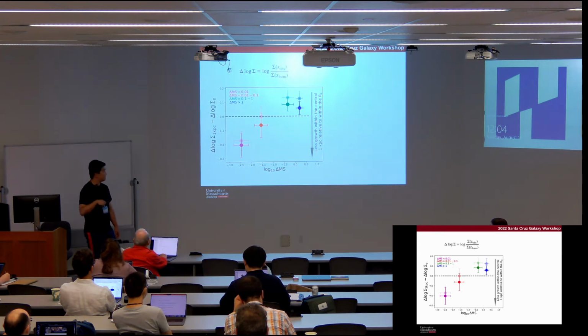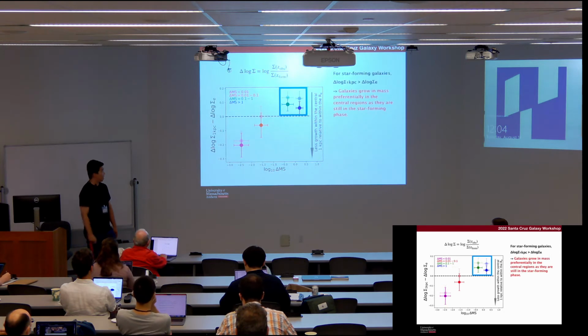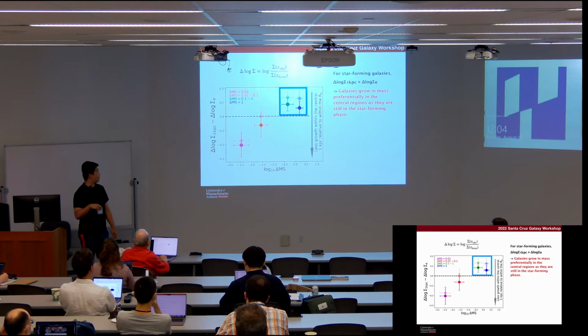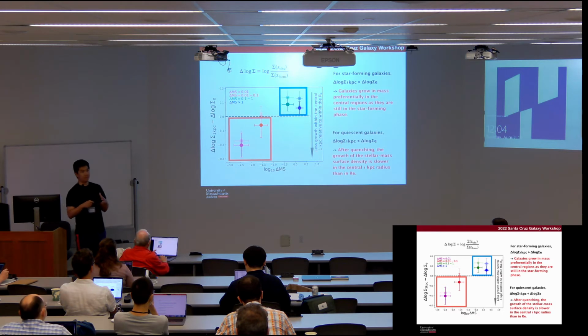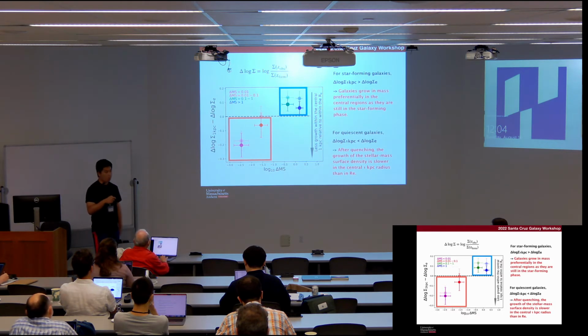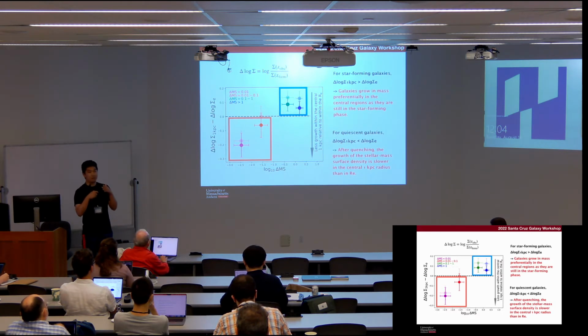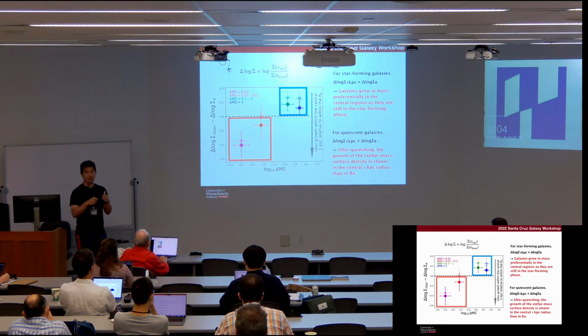Here on the y-axis, I'm plotting the inferred evolution of sigma 1 minus the inferred evolution of sigma e. As you can see, when galaxies are still in the star-forming phase, the inferred evolution of sigma 1 is larger than that of sigma e, which suggests galaxies preferentially grow in their center when they are in the star-forming phase. While in opposite, when star formation quenches, we find the evolution of sigma 1 slows down and even becomes slower than sigma e.